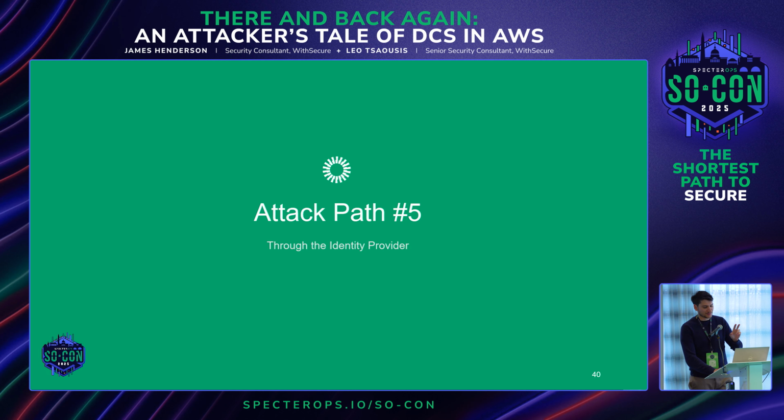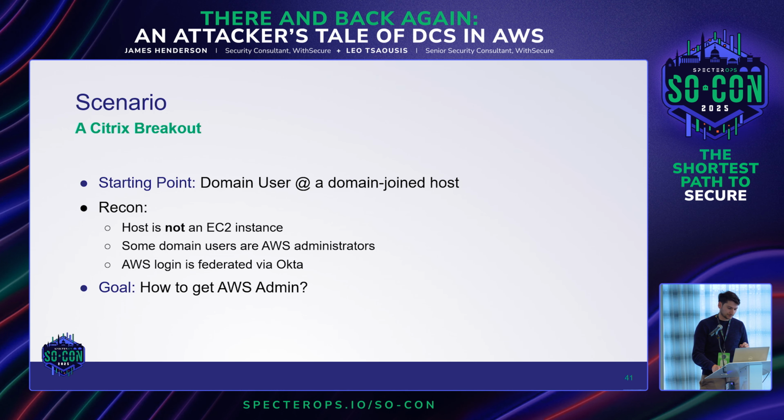Now let's look at some paths going the other way around, like James said. So first one, let's say this one goes through the identity provider, right? So this path was actually possible after a Citrix breakout. So we had some domain users. All the domain users in that environment were given access to a Citrix platform. And in that platform, there were many apps. Most of them were vulnerable to breakouts. And the underlying hosts were not EC2 instances, so no quick wins there.